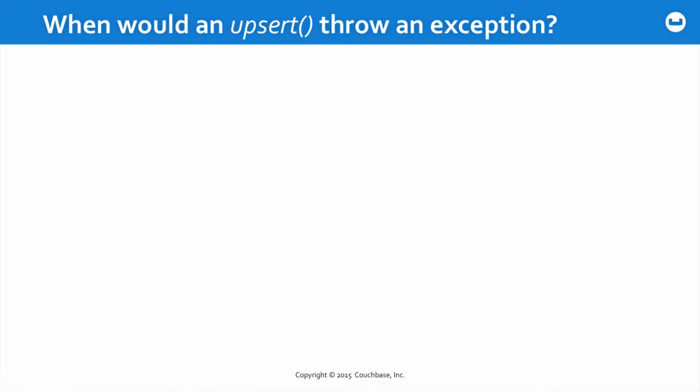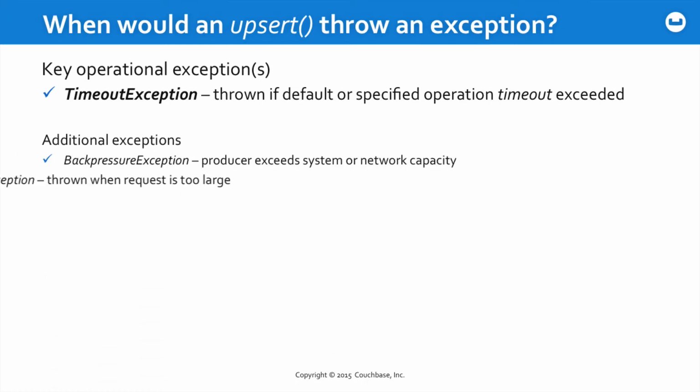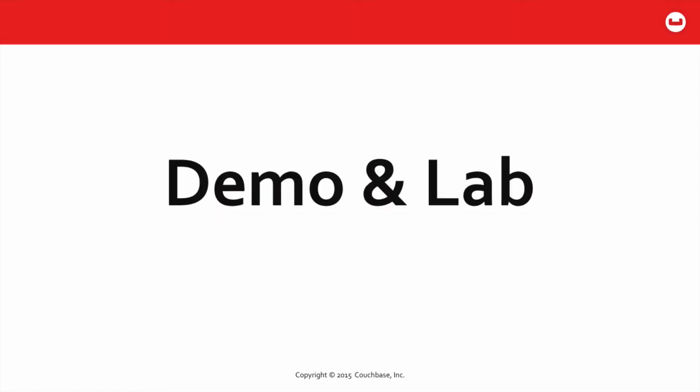So when would an upsert throw an exception? The usual circumstances from what you've seen. If you have set a timeout value for this particular method call, or if there's a default, well, then it may throw a timeout exception. And the others are there as well: back pressure, request too big, request canceled, temporary failure, Couchbase out of memory, or just a general Couchbase exception. All of those may be there for you to handle as appropriate.